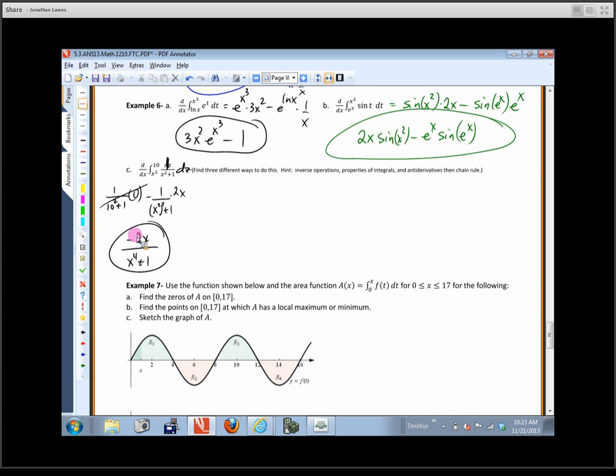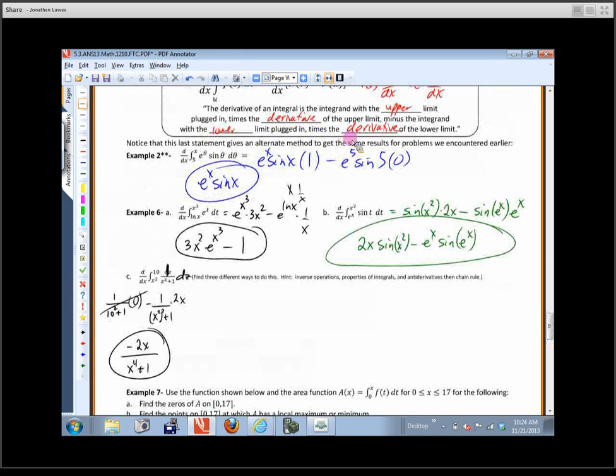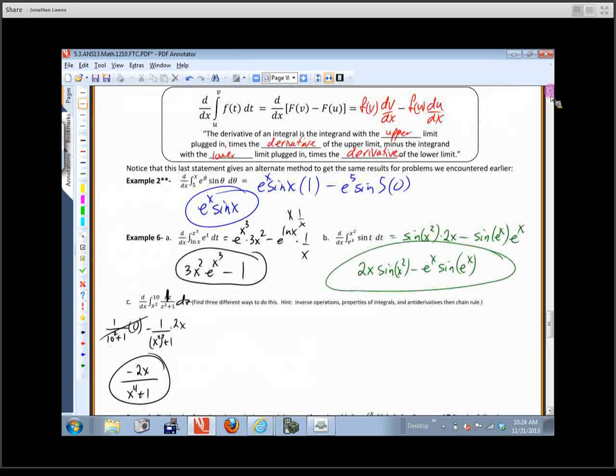Notice that we've reversed the roles here. The constant is the upper limit, and the variable function is the lower limit. That's a little bit weird, but the cool thing is this statement right here handles it just fine, no problem. Any questions there?